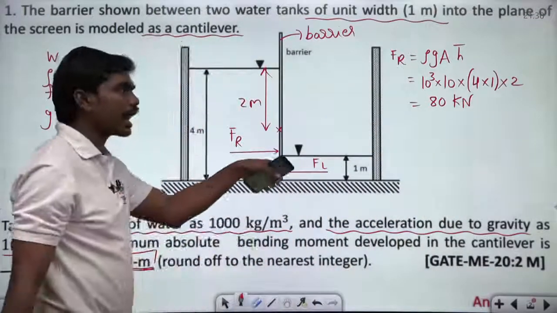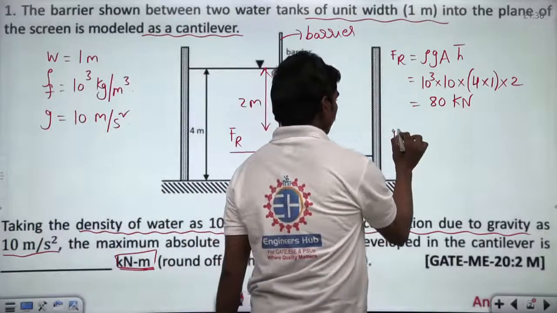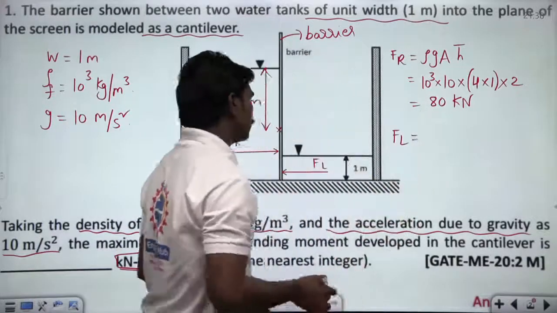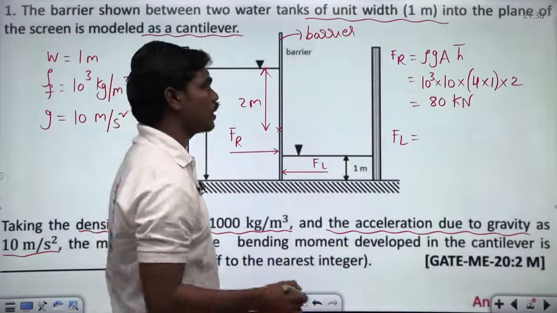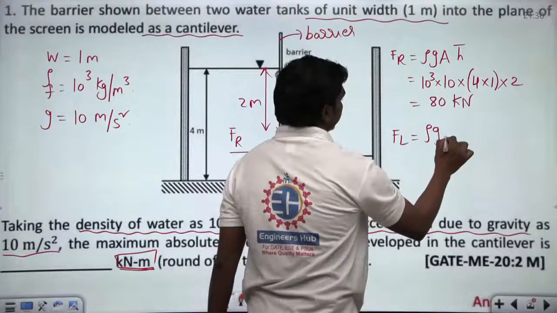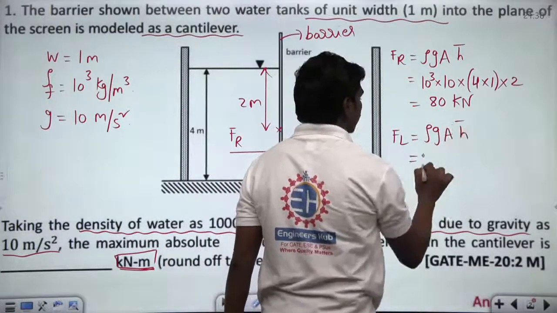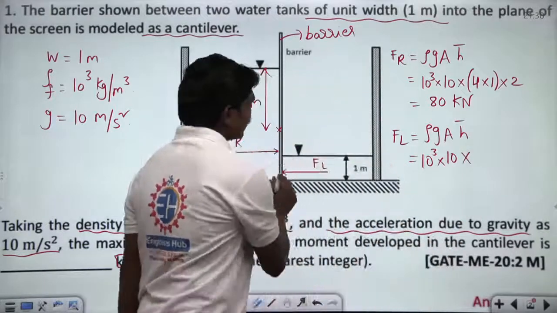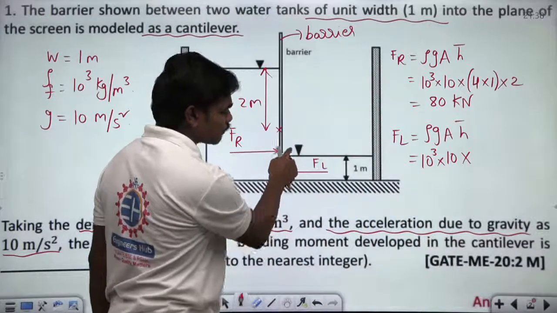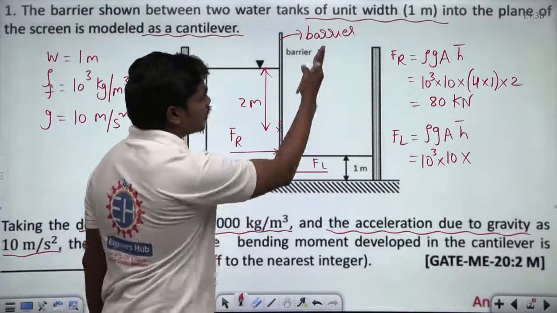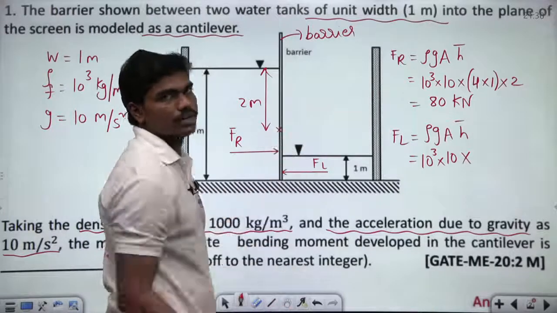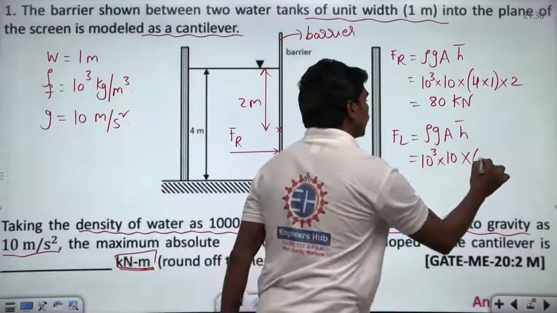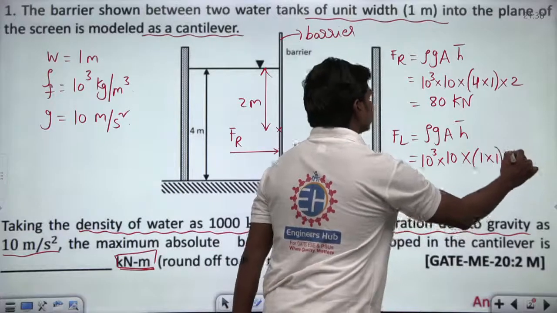Okay. Similarly, if you calculate FL, what will be your FL? Similarly, if this is a 1 meter height fluid column, then rho g A h bar again. So this is equal to 10 cubed, acceleration due to gravity is 10, and area: what is the area of the barrier in contact with the fluid on the right side? This height is 1 meter and this barrier has a unit width of 1 meter, correct? So definitely 1 into 1 into h bar.